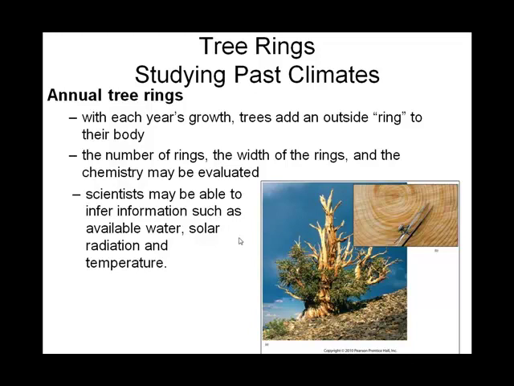Another type of proxy data would be looking at how a tree has lived its life through its various seasons. We can look at the seasons that a tree has experienced, if you know what you're looking at, by studying the tree rings. You probably know that each year a tree lives, it grows another ring. And the width of these rings can indicate the type of growing season that the tree had.